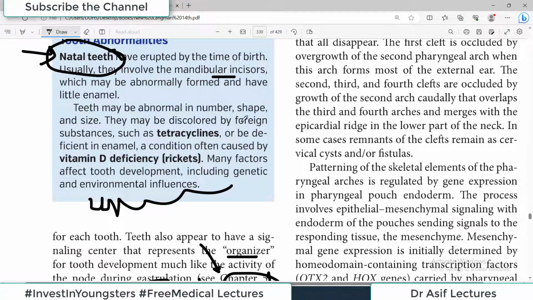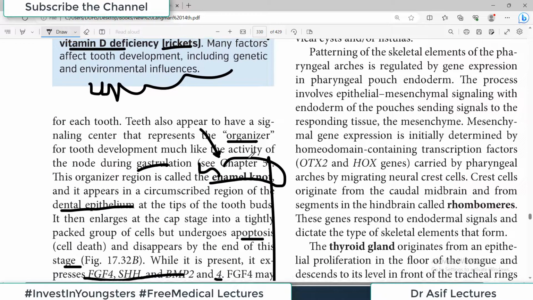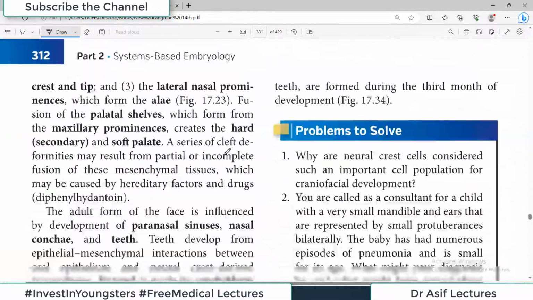Teeth may be abnormal in number, shape and size. They may be discolored by foreign substances such as tetracycline can stain the teeth, or if somebody is deficient in enamel, for example, which is the outer covering, a condition caused by vitamin D deficiency or rickets. So there are so many diseases in which you see problems in the morphology of teeth. और यहाँ पे तो बहुत छोटा सा पैराग्राफ लिखा है, but I'm sure जब हम पैथोलॉजी मेडिसिन डिस्कस कर रहे होंगे उन वीडियोस में ये बात डिटेल में डिस्कस होगी.